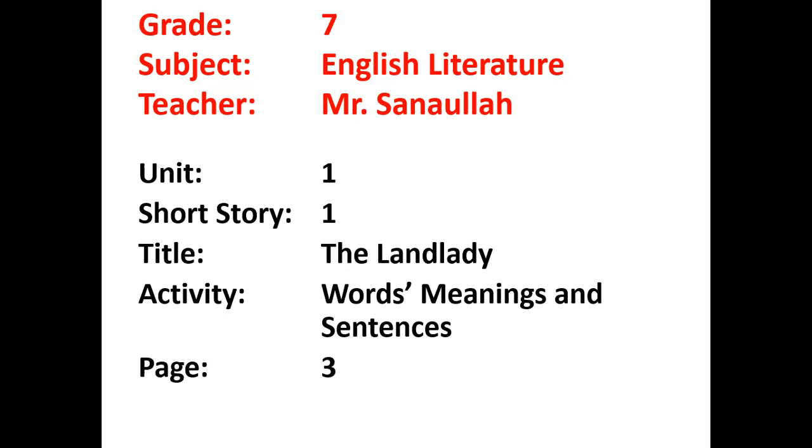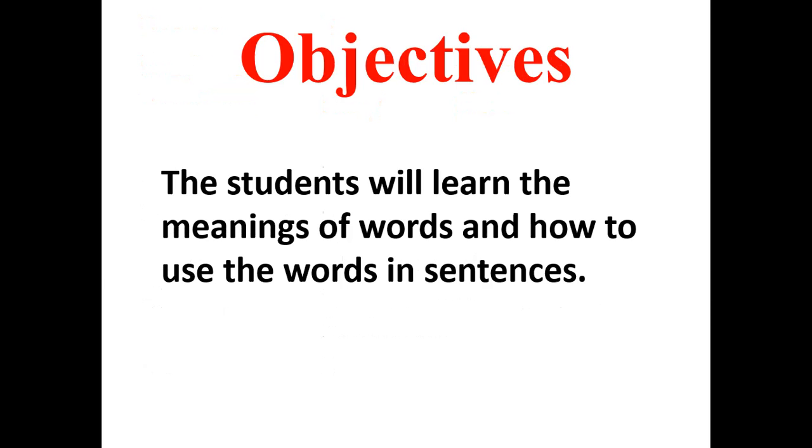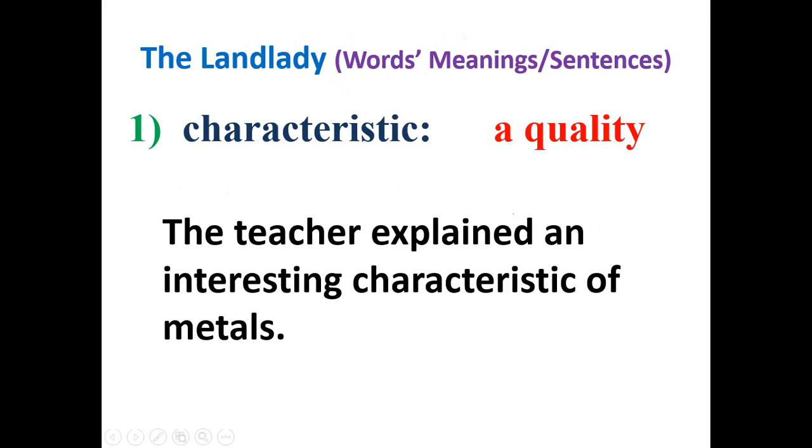Today I am going to help you understand the words, meanings, and sentences for the short story with the title The Landlady. You will find some important vocabulary words and their relevant sentences on page number 3 of the English literature book. During our today's online lesson, the students will learn the meanings of words and how to use the words in sentences. The first word is characteristic. It means a quality or any important aspect or feature of a person or thing.